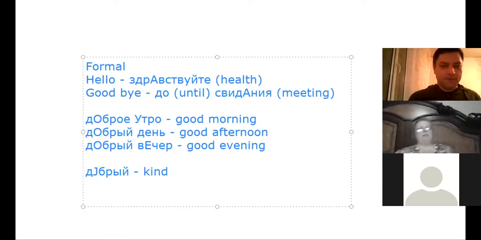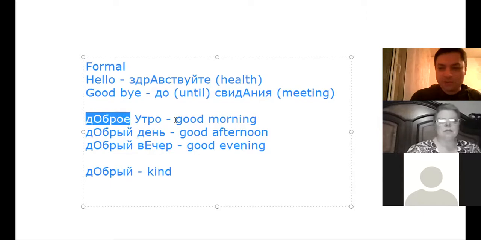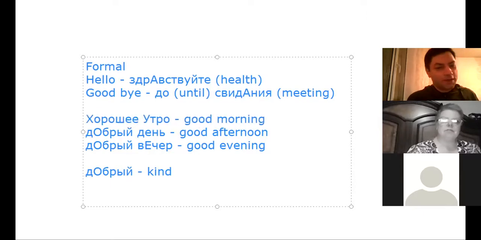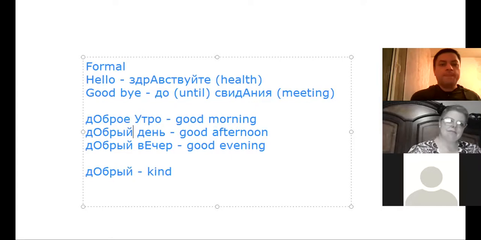However, why do we use the word kind in greetings? Why can't we say хорошее утро? It is related to the development of the language. In the ancient Russian language, доброе meant good. And in all other Slavic languages except for Russian, добрый means good until today. And therefore, sort of, it remained as a part of a greeting.